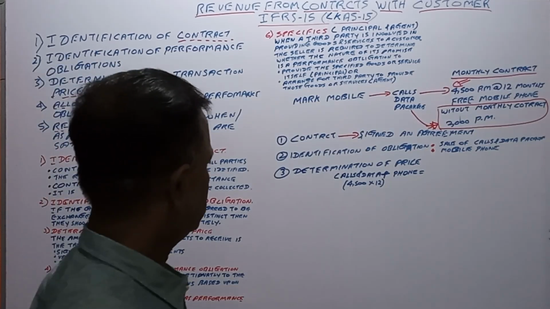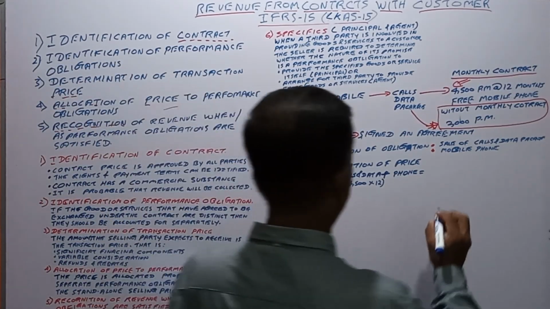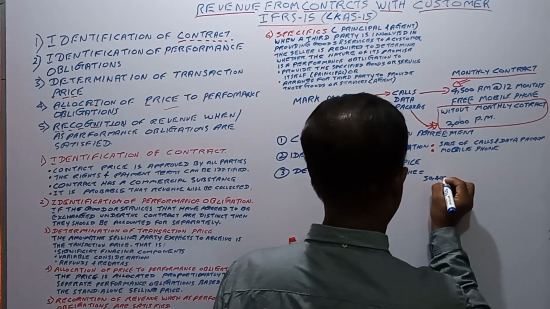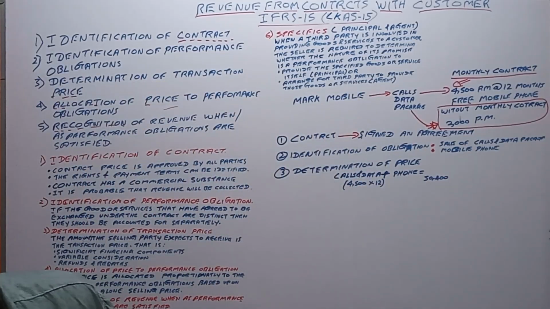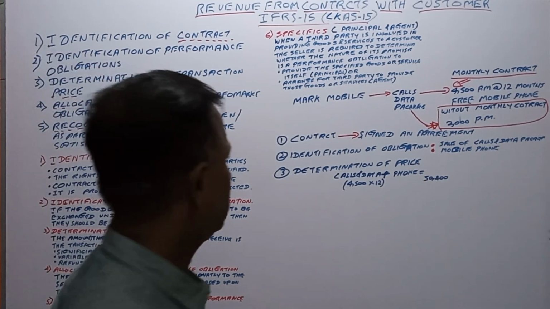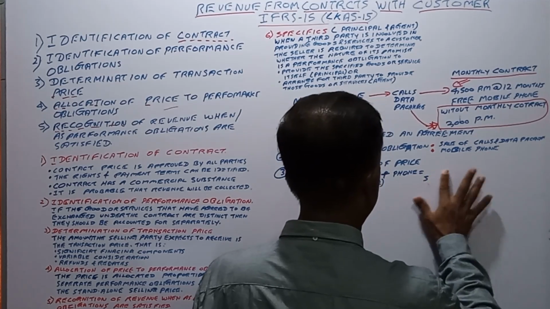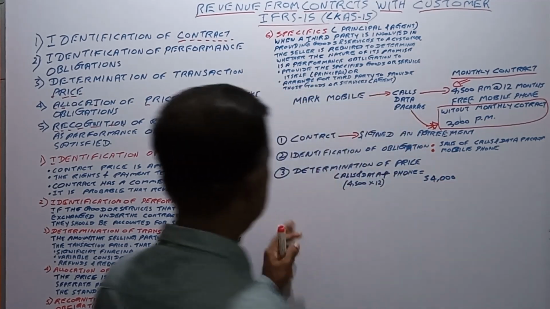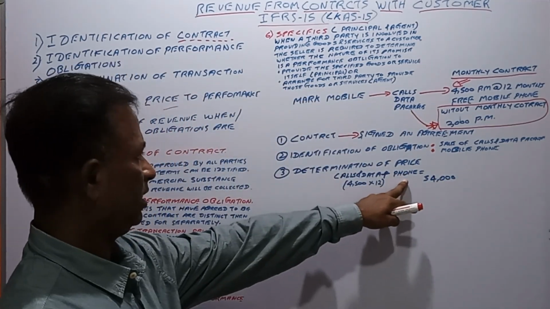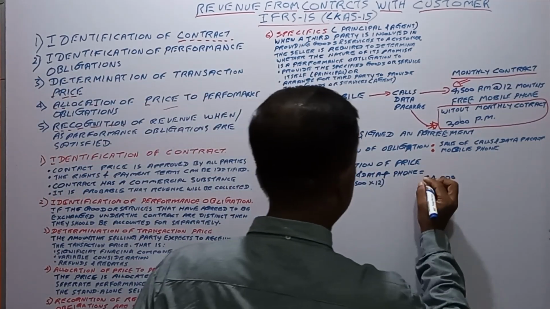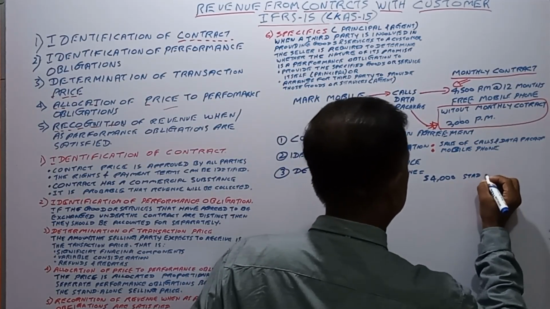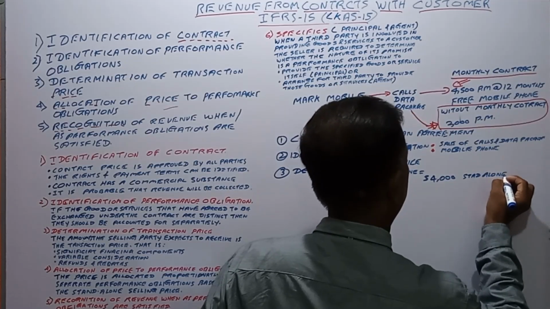How much is 45 into 500? 54,000, right? That is calls and data package and phone. We have recognized the price. That is a standalone price. This is called standalone price.